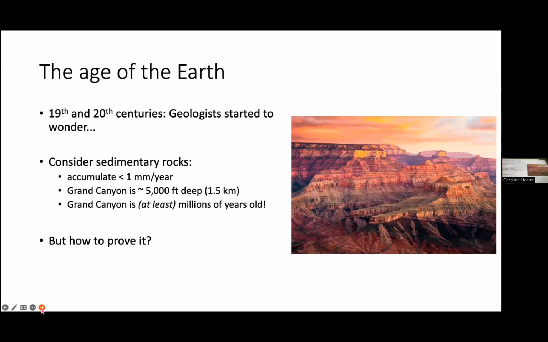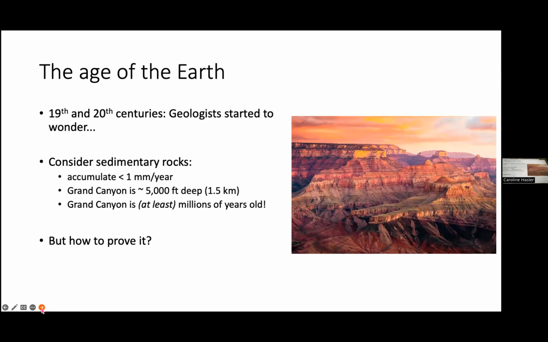The individual layers that build up sedimentary rocks like this accumulate at a rate of about 1 millimeter per year or less. So a millimeter, for those of you who aren't familiar with the metric system, is really small. It's like 4% of an inch. And yet the Grand Canyon is like 5,000 feet deep, so about 1.5 kilometers, over 1.5 million times that rate of accumulation that happens in 1 year. So geologists, from looking at these kinds of rocks, concluded that something like the Grand Canyon and other sedimentary rocks that we find elsewhere on Earth that are similar to this could not possibly have formed in the time span of 6,000 years. These kinds of environments must be at least millions of years old and possibly much, much older.